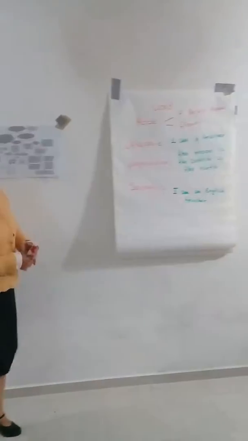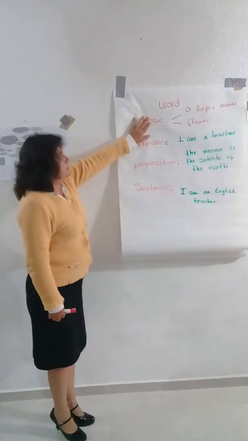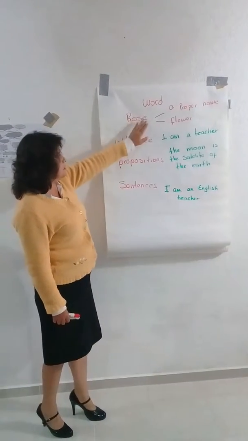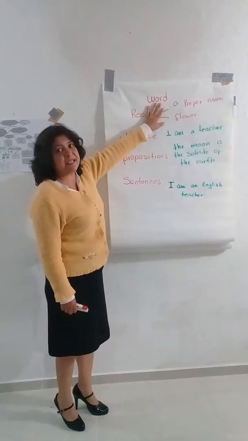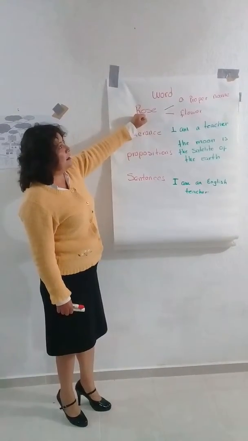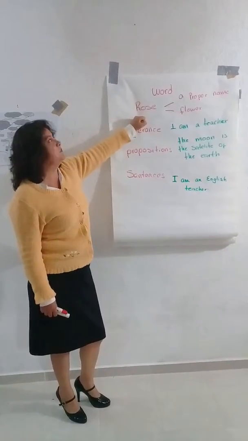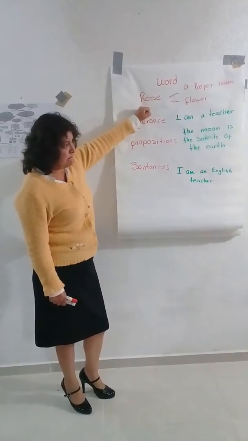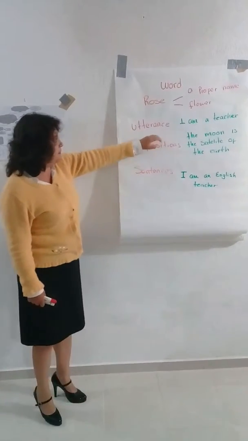In semantics, a word can have many meanings. In this case, the word rose can mean a proper name or a flower. Words refer to lexemes. Lexemes, for instance, the lexeme of, I don't know, well, give me one minute, please.